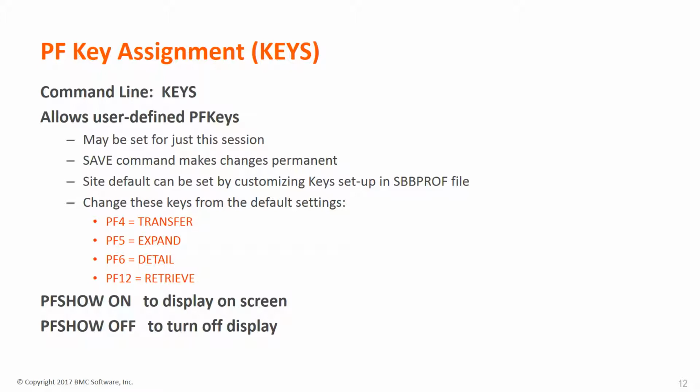You can set site default values by customizing your BBI keys in the SBB library, and we do recommend that you make some changes from the default settings. Make PF4 transfer, PF5 expand, PF6 detail, and PF12 retrieve. This will make your life a lot easier navigating in the full screen mode because these services can be used quite frequently. You can use the PF show on command to display your PF key assignments on the screen. And of course, PF show off will just suppress that display so you won't see the PF keys.